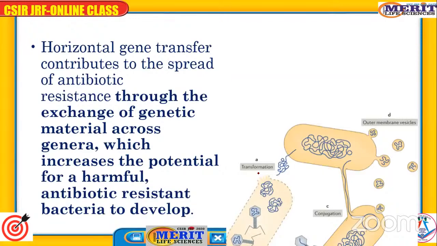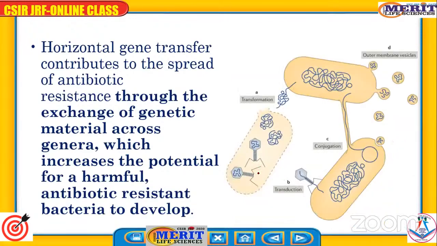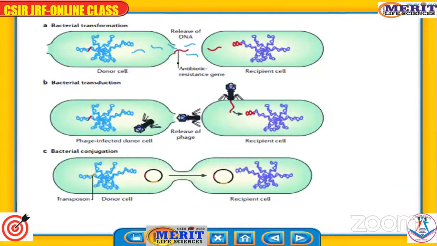One is transformation, another is conjugation, and the third one is transduction. All three mechanisms are responsible for transfer of a specific gene from one cell to another. What is the difference between all three? We will understand if you see the basic mechanism by which an antibiotic resistance gene is transferred. This is bacterial transformation, you can see. So in bacterial transformation, what happens?